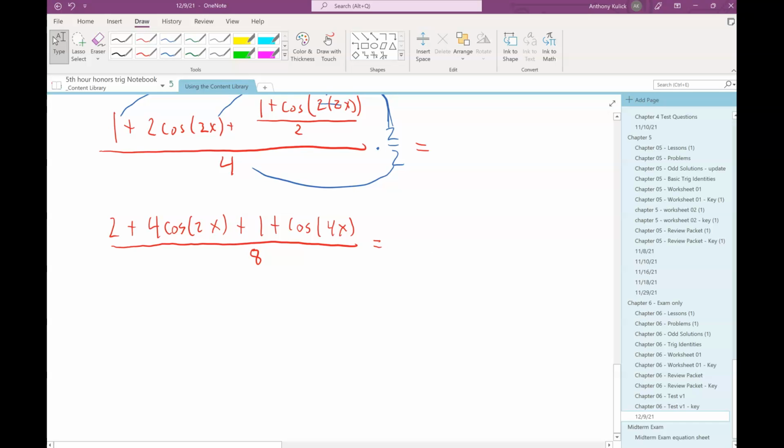And then the last thing I really need to do is just add the 1 and the 2, and I got what I'm looking for, right?